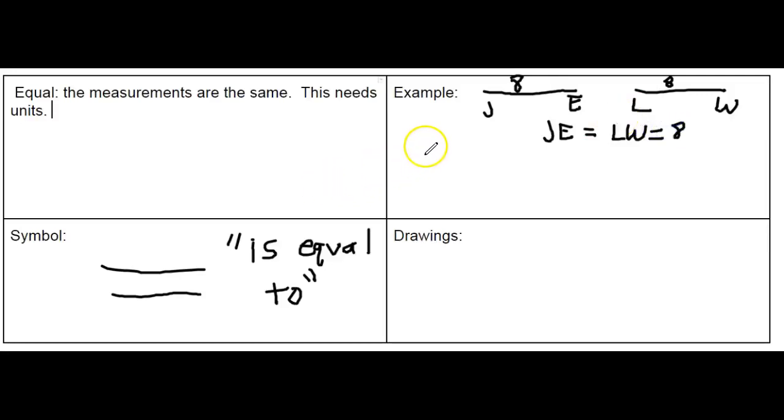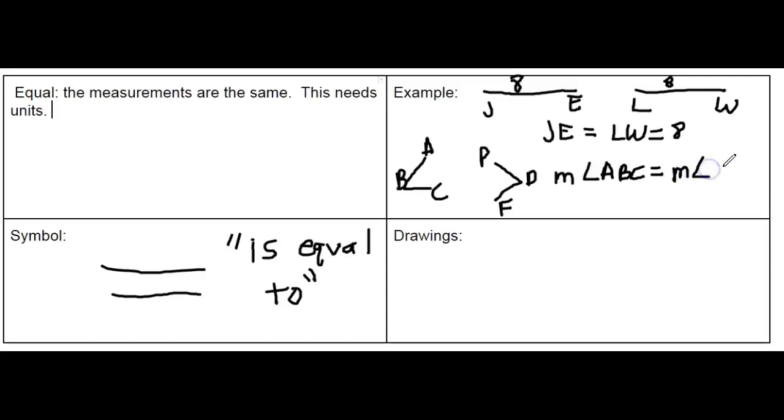Okay, if I'm talking about angles, I might have this angle here, ABC, and maybe we got another angle over here, this is PDF. That would be like the measurement of angle ABC equals the measurement, that's what this little m means, of angle PDF.